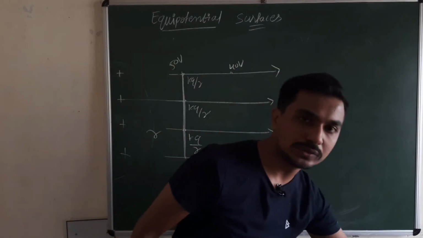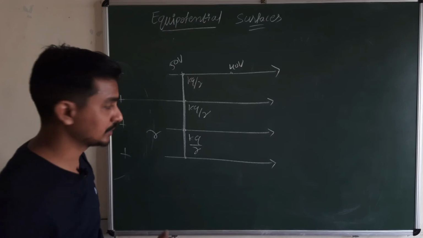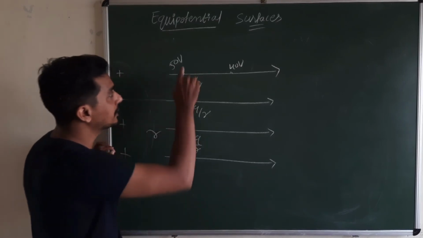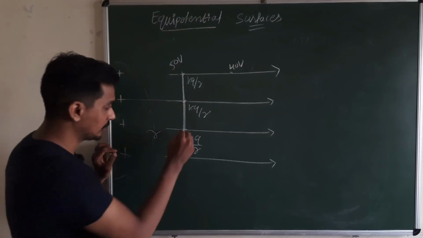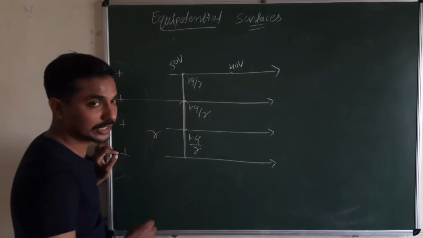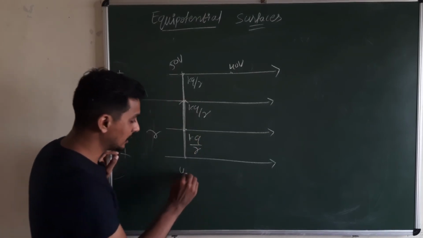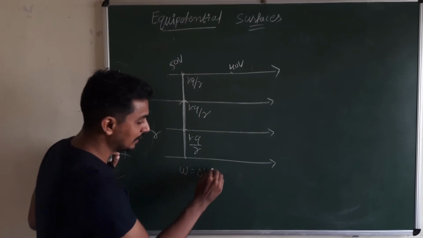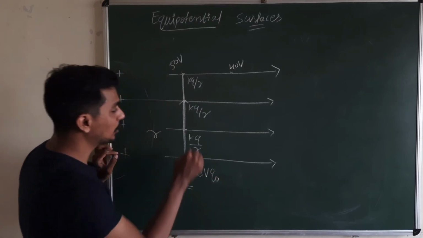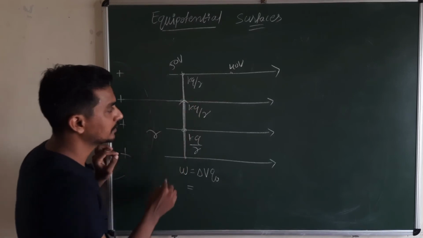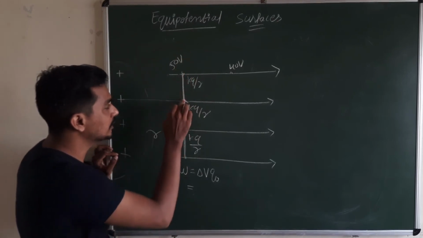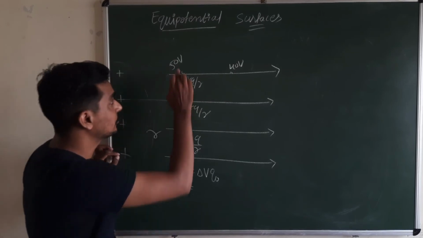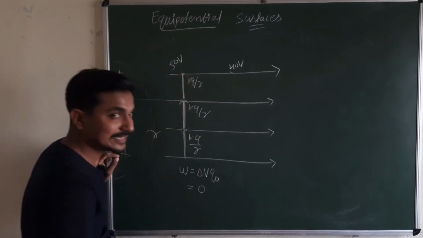Suppose I want to move a 2 coulomb charge from this point having 50 volt potential to this point. What is the work done? We know that work done is equal to delta V into Q naught. Now what is the potential difference between these two points? See, this is an equipotential surface, so the potential difference between these two points is 0, that is 50 minus 50. So the work done is 0.